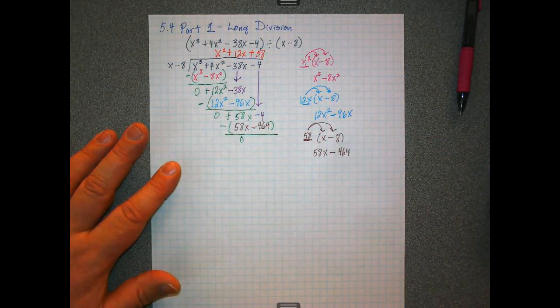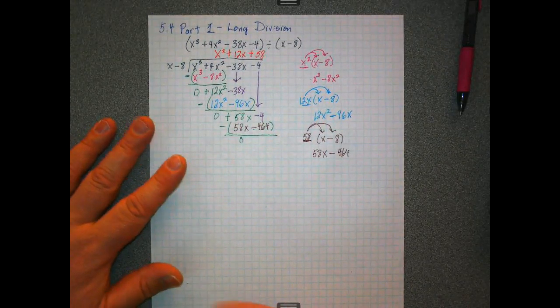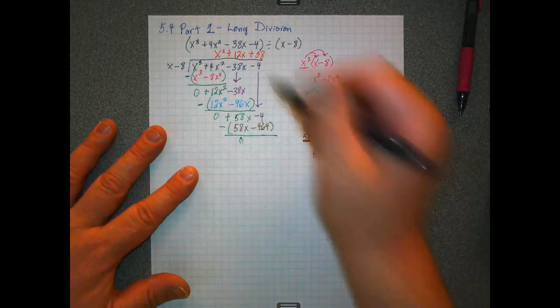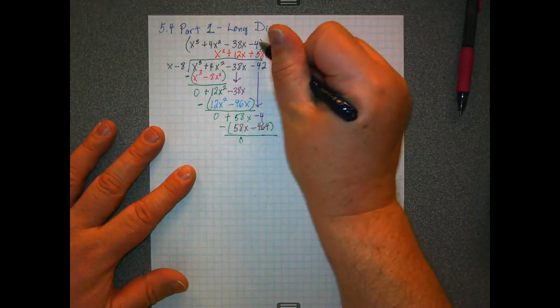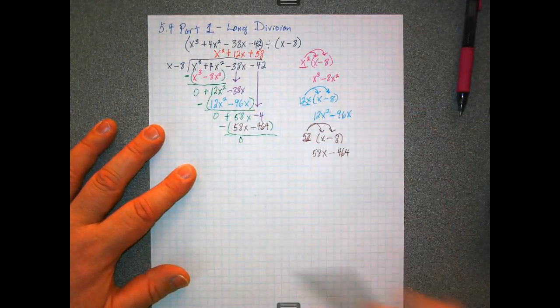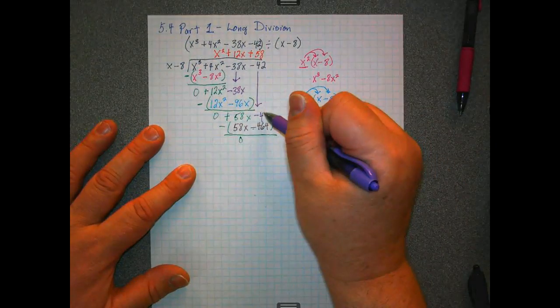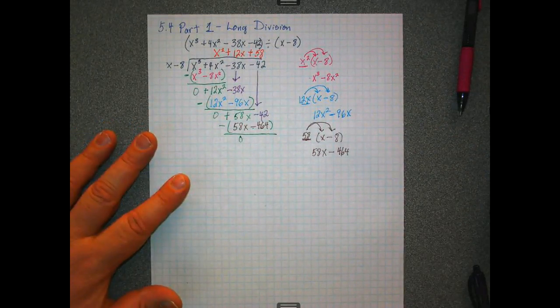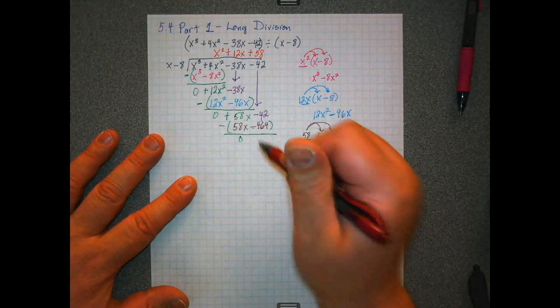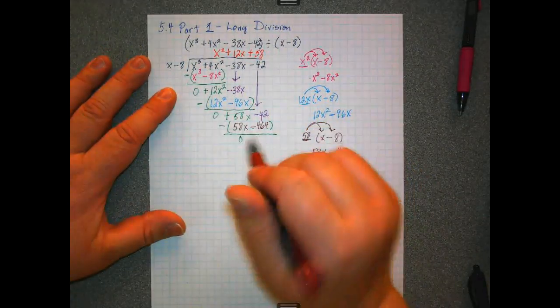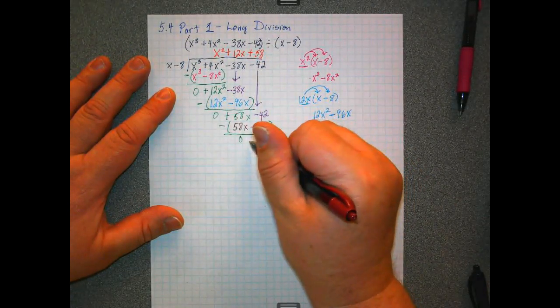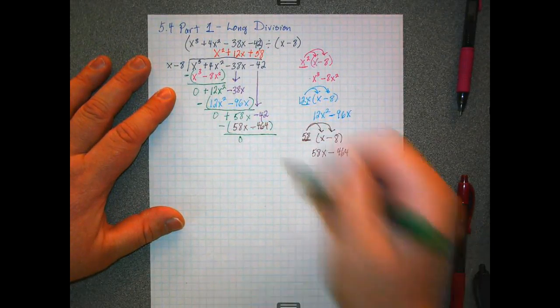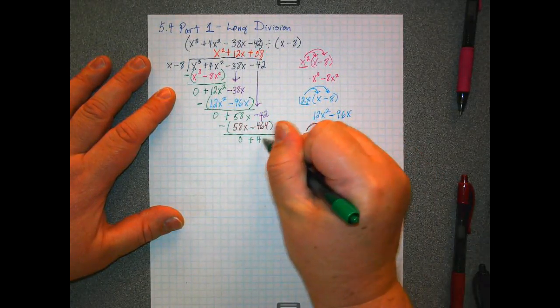Did I write that down correctly? Ooh, in my other classes I used 42. Let's use 42 to be consistent. Okay, negative 42 plus 464 gives me a positive 422.